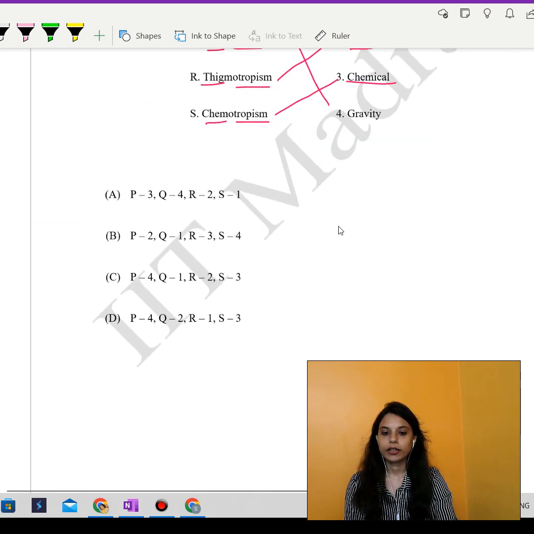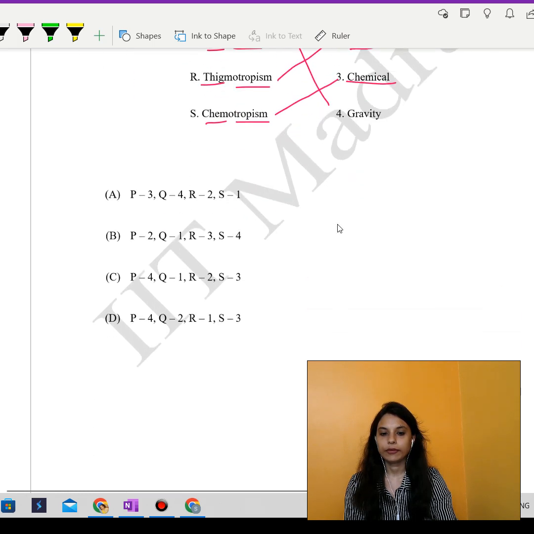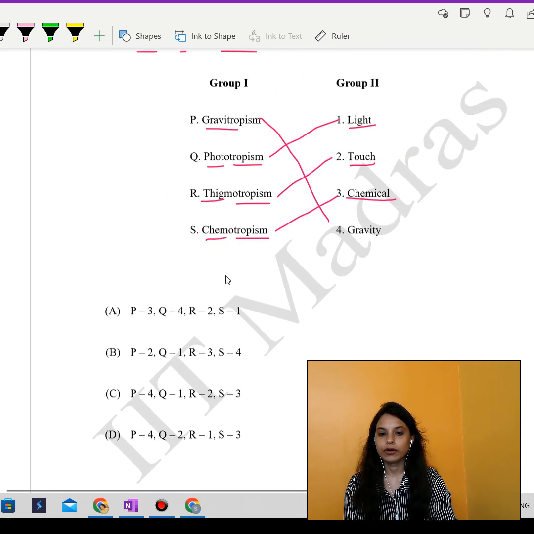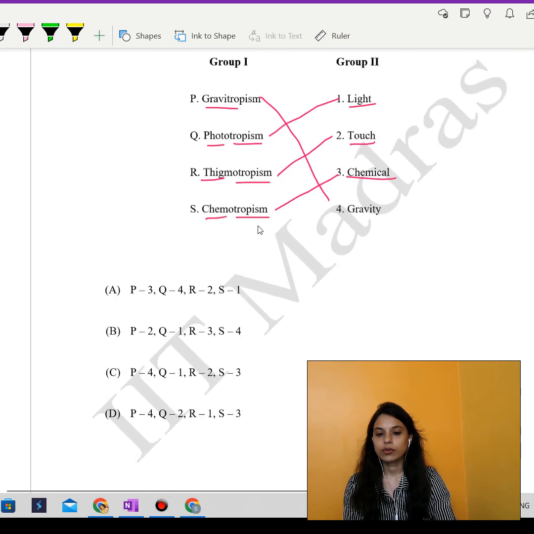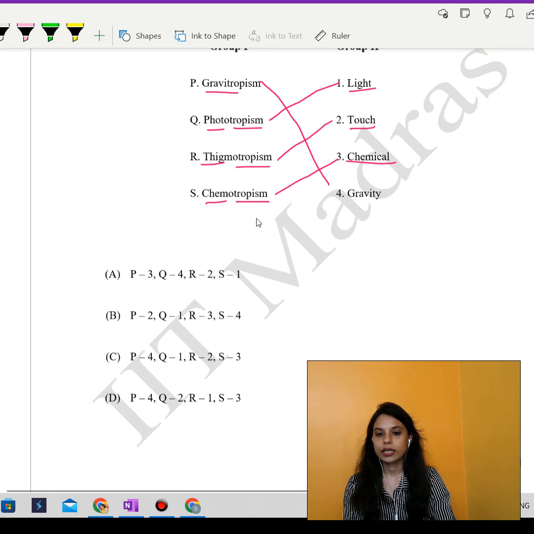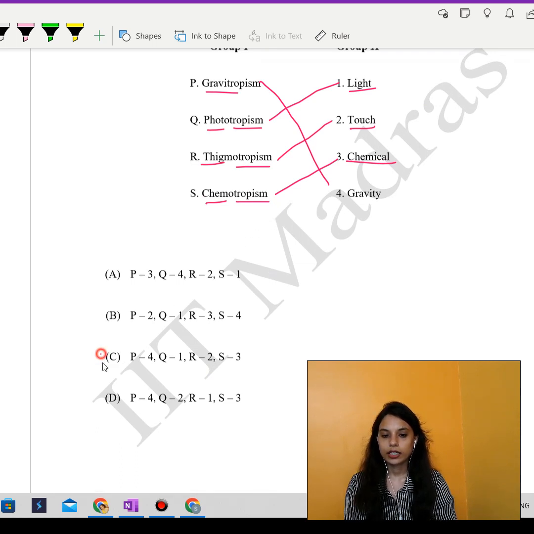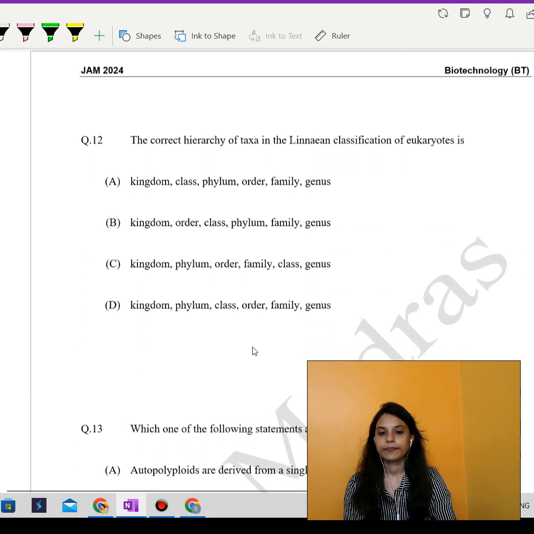So from the correct options, we are going with P4, right? Yes, P4, then Q1, R2 and S3. Yes, this one is going. So option C. Let's move over to the next question.